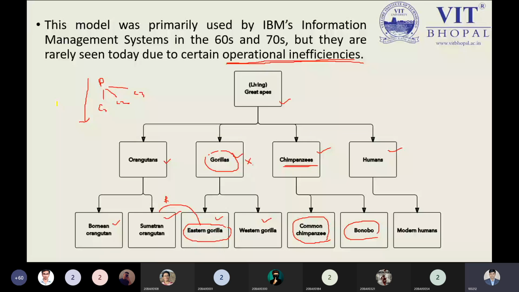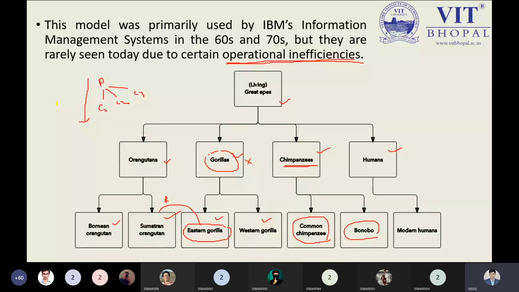This model was primarily used by the IBM Information Management System in the 1960s and 70s, but it is rarely seen today due to certain operational inefficiency. That is the reason we will not use the hierarchical model in today's era. And unlike the hierarchical model, we will not like to use the network model either. Most people like to work on the ER model, and we have the relational model. This is the point we have to keep in mind. But for theoretical purposes, for notes and understanding, we have to identify that there are 4 types of models we have to understand.